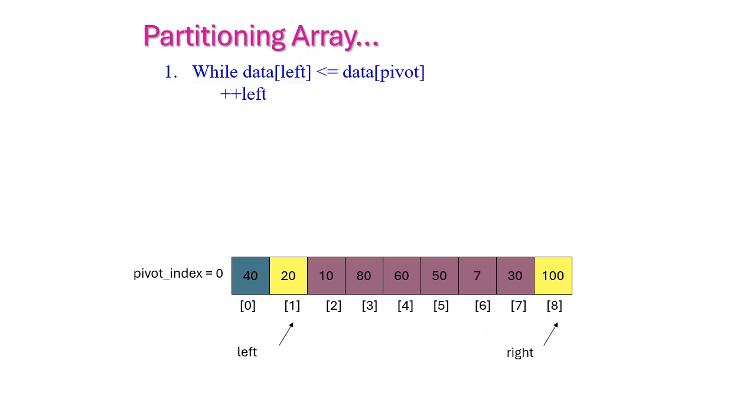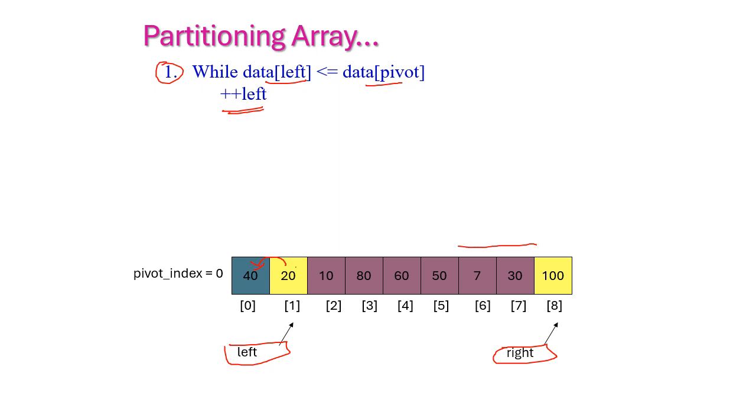So the first step is, while data of left is less than or equal to data of pivot, left plus plus. Here we have two indexes, left and right. These two indexes are used to verify the value against the pivot value. If the left value is greater than the pivot, it should be moved to the right side, and if the right value is less than the pivot, it will be moved to the left side.